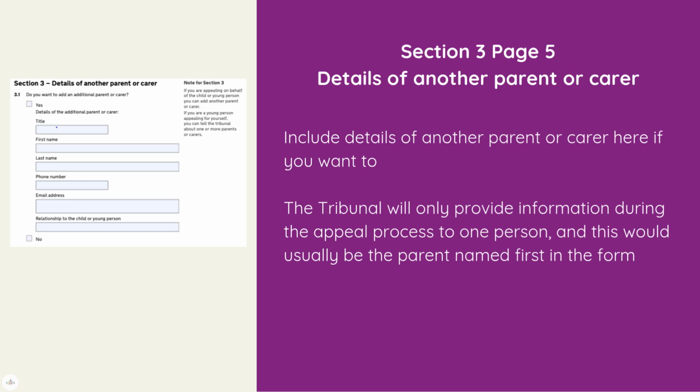Section 3, page 5, details of another parent or carer. Include details of another parent or carer here if you want to. The Tribunal will only provide information during the appeal process to one person, and this would usually be the parent named first in the form.